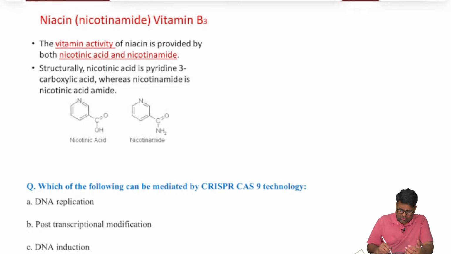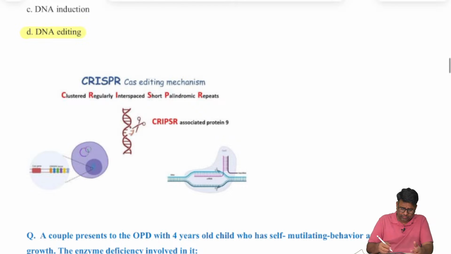Another question was like CRISPR-Cas9 technology. CRISPR-Cas9 technology is actually used for DNA editing, right? CRISPR stands for clustered regularly interspaced short palindromic repeats. So that is CRISPR-Cas9 for DNA editing mechanism. CRISPR-Cas9.